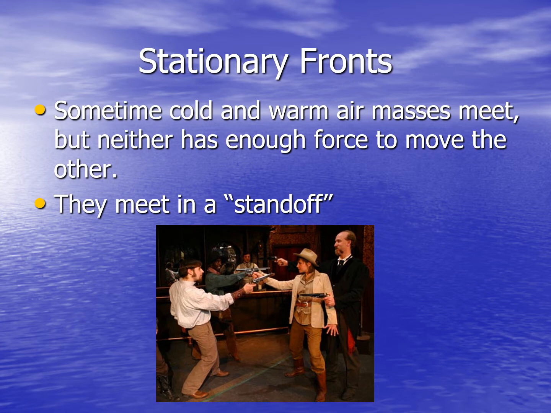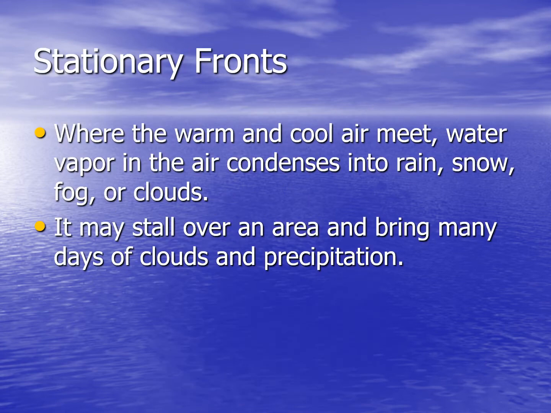Sometimes a cold and warm air mass meet, but neither has enough force to move the other. This is where they are in a standoff or stationary, not moving. Where these two fronts meet, the water vapor in the air condenses into precipitation. It may stall over an area, bringing many days of precipitation or cloud cover.